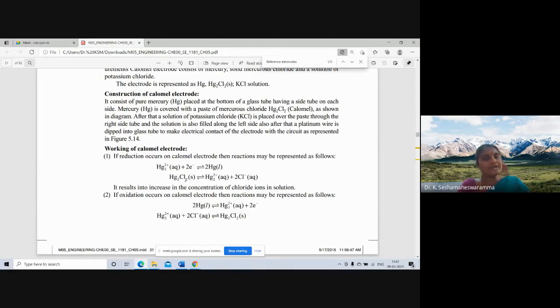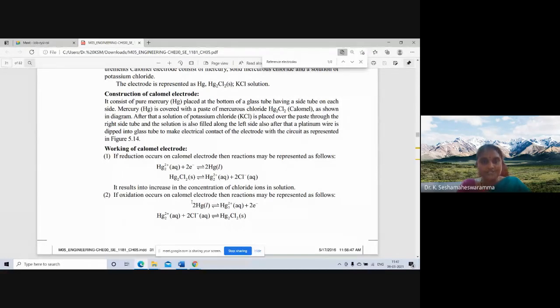At the same time, where these electrons get at the reduction, where the reduction occurs? Cathode. It results in an increase in the concentration of chloride ions in solution.